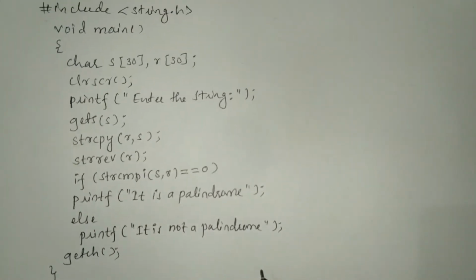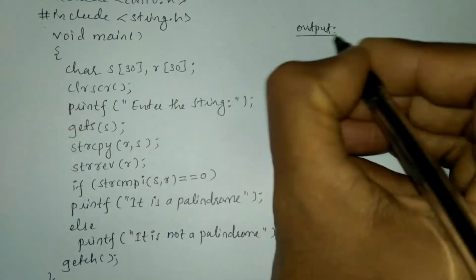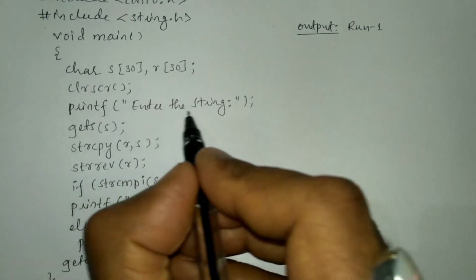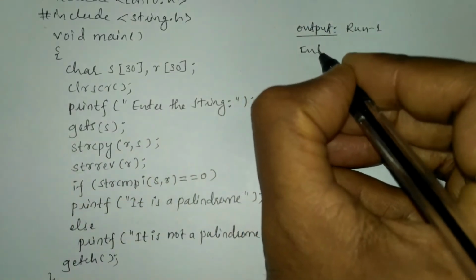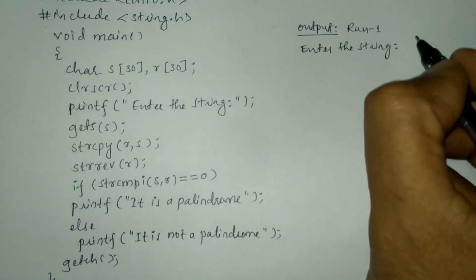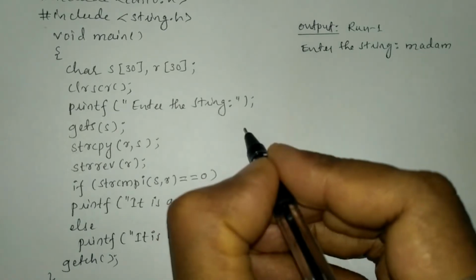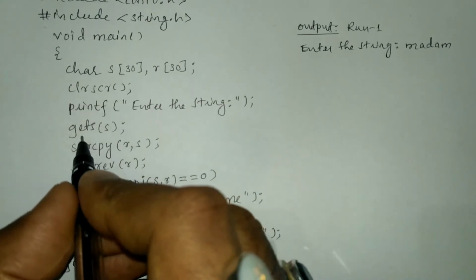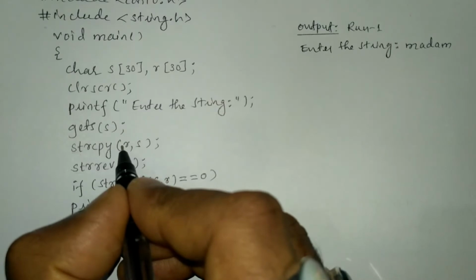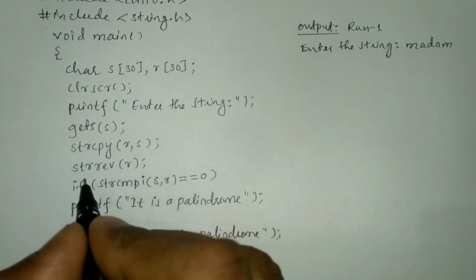Now let us take examples. Here I'm going to write output. So let me write this as run 1. So when we compile and run this program, it will ask the user to enter the string. So here I'm going to write enter the string. For example, I'm going to enter madam. Okay. So next we have received it using the gets function and we are going to copy it to r. So here s is madam and r is also madam.